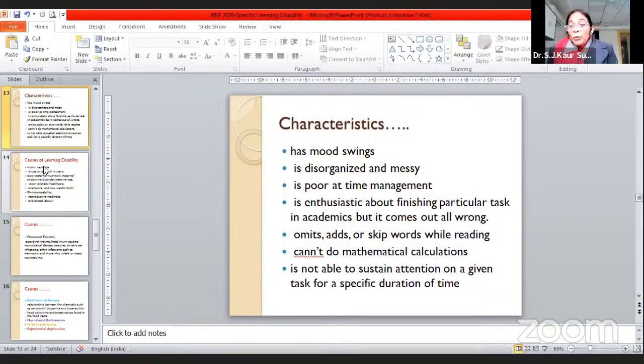While reading, what do they do? They omit and they add. The word is not there, but they will add it. They will read that word also.